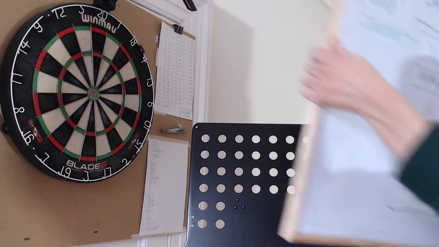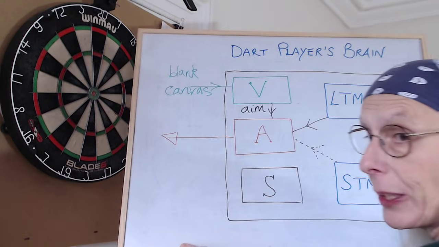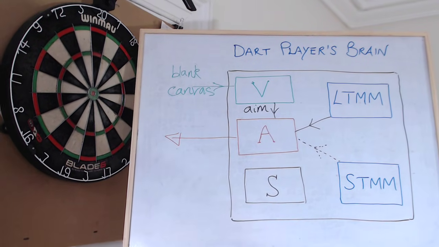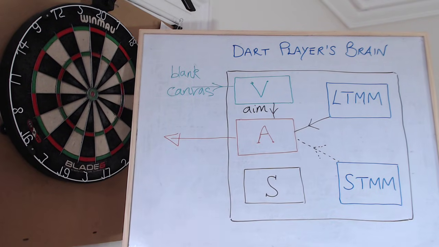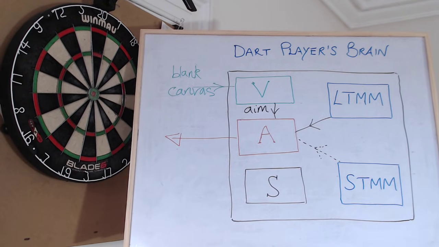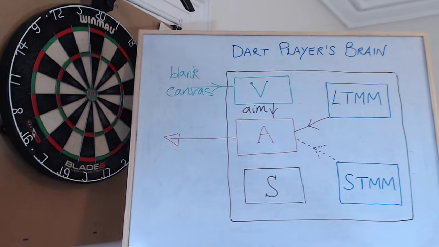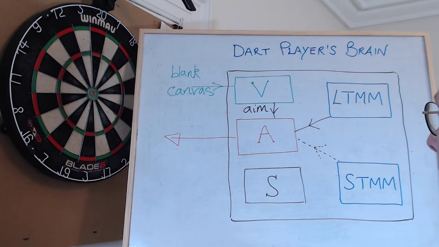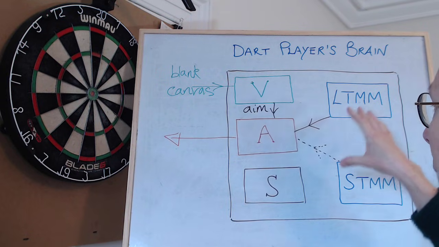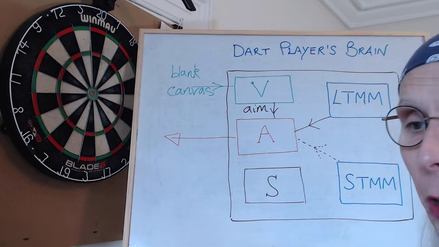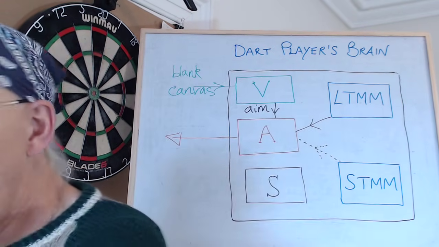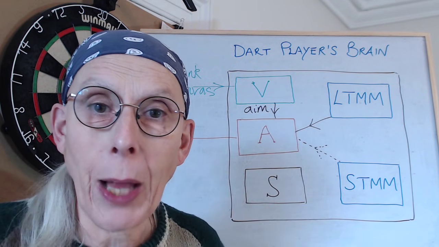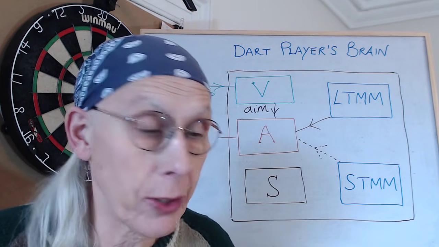What I've left on here from the previous video is the diagram of the dart player's brain. I'm just going to put another light on. It's quite dark. I don't know if that will help a little bit. Yes, so this is the dart player's brain, and I'll just quickly go through it again. What I've left on here is what's going on in the dart player's brain for the first dart. And then we can correct this and discuss how things are changing with the third dart.